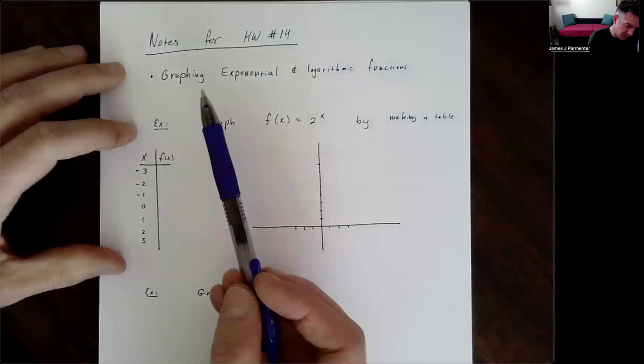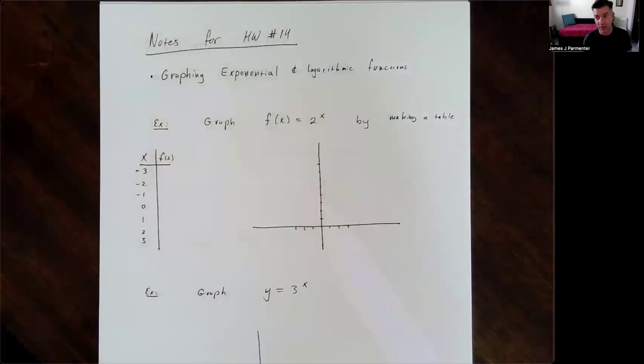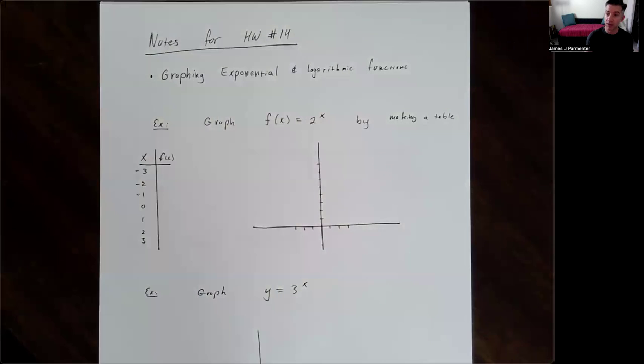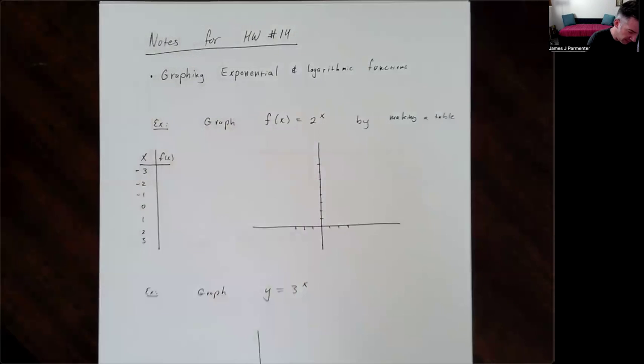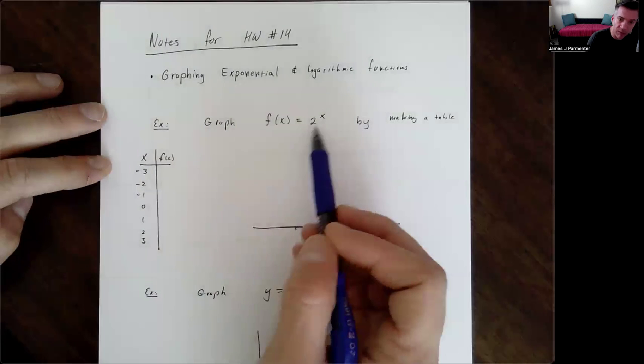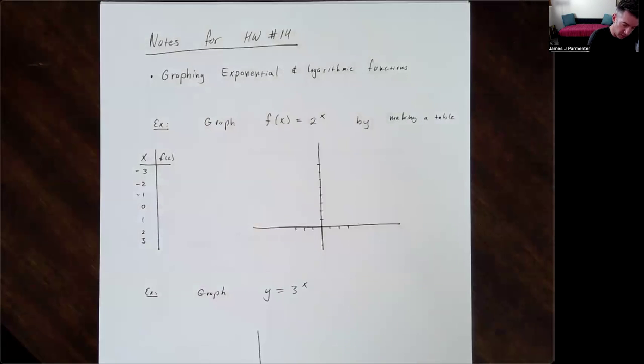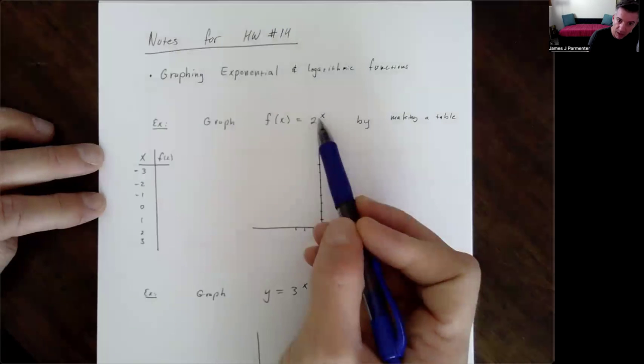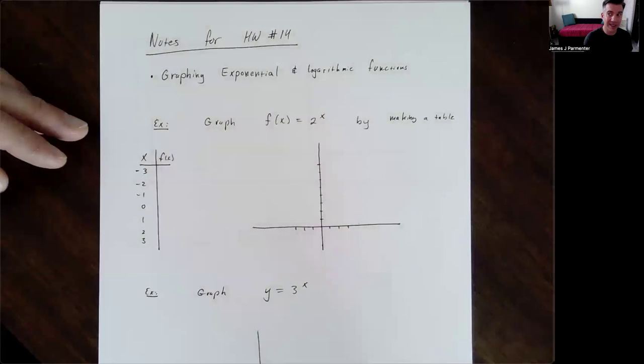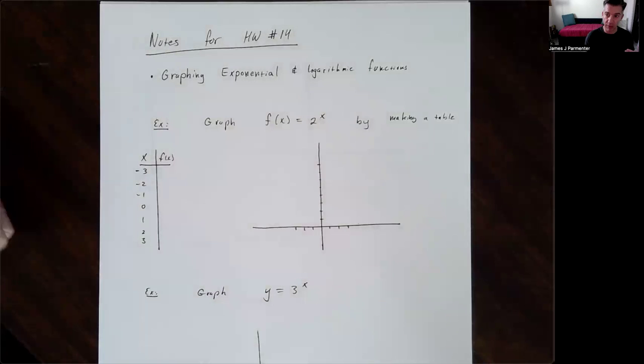So graphing exponential and logarithmic functions. We're really just going to start off with some examples and talk about the important things we need to make sure that we graph. So we're going to graph f of x equal to 2 to the x. What makes it exponential is that you have a base raised to a power that's a variable. It's like 3 to the x, 4 to the x, e to the x would all be exponential functions.